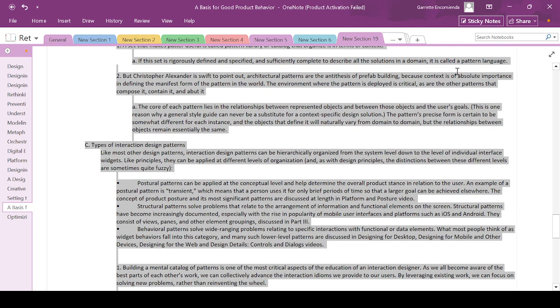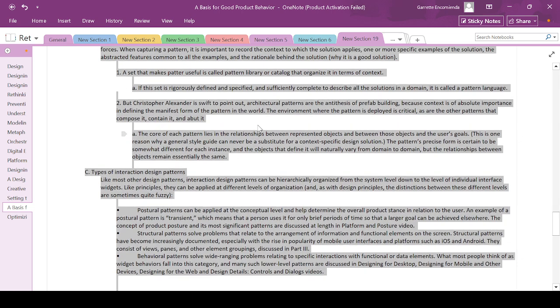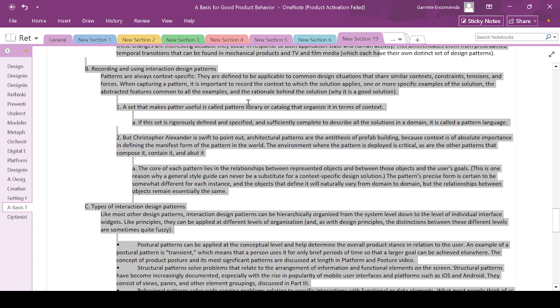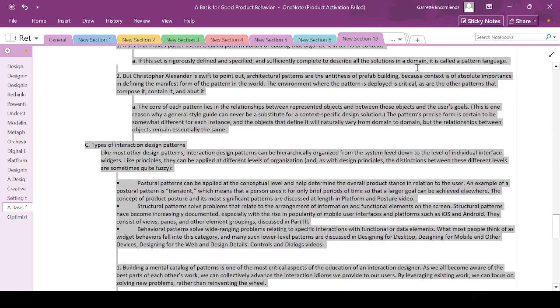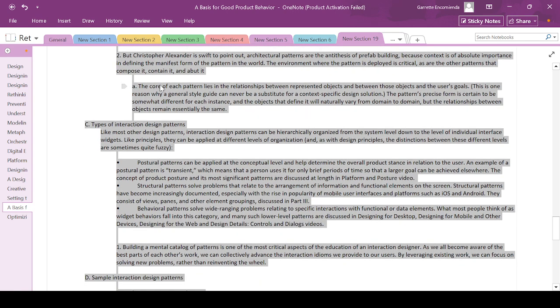in a domain, it is called a pattern language. So if you have this pattern library or catalog that is rigorously defined and specified and sufficiently complete to describe all the solutions in a particular domain, not just in a context but in this deep domain, it is called a pattern language, kind of like UI frameworks today, such as Bootstrap, Material by Google, etc.